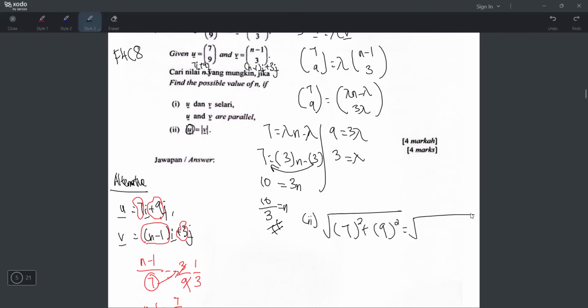And then the other side is the magnitude of v. So I'll open two brackets also, bracket square plus bracket square, and inside you have to put in the number before i and j. Or in other words, the horizontal distance and the vertical distance, because you are trying to find the hypotenuse of the right angle triangle. When you use Pythagoras theorem to find the longer side, you take the horizontal distance square plus the vertical distance square and then square root. So for the vector v, it will be n minus 1 and 3. So I'll put n minus 1 squared, and then 3 also squared.